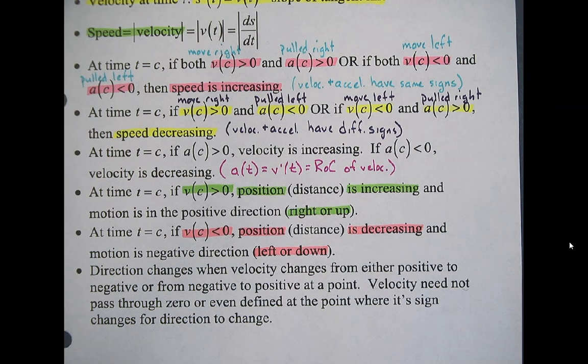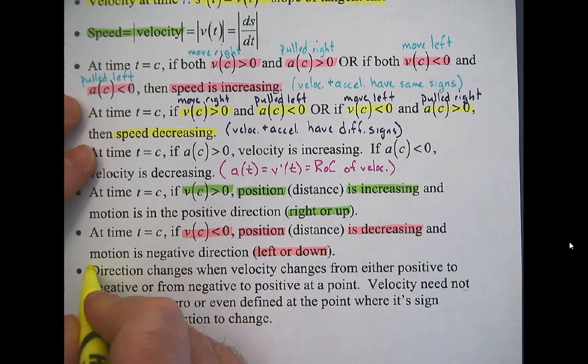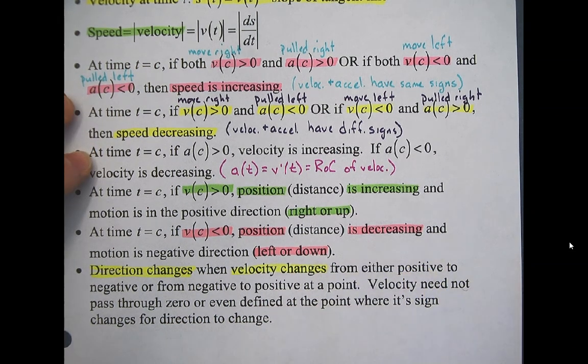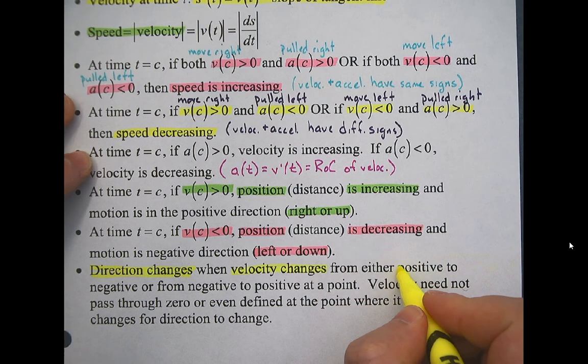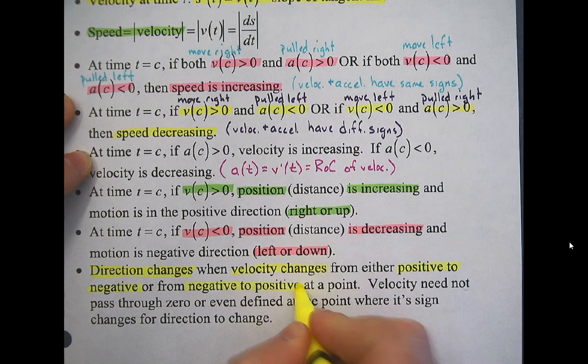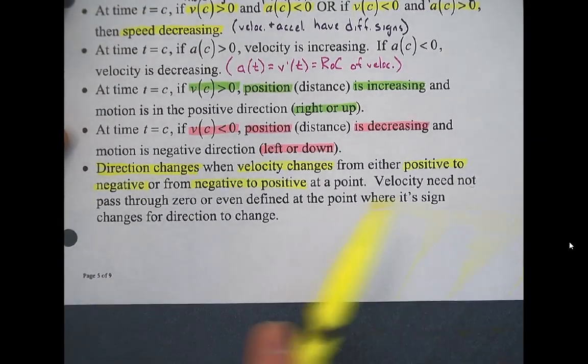Direction changes when velocity changes from either positive to negative or negative to positive. That's worth noting. So I'm going to change direction. Direction changes when velocity changes. I always like to just say sign. Changes positive to negative or negative to positive. So I hope that makes sense based on what we've talked about up to this point.